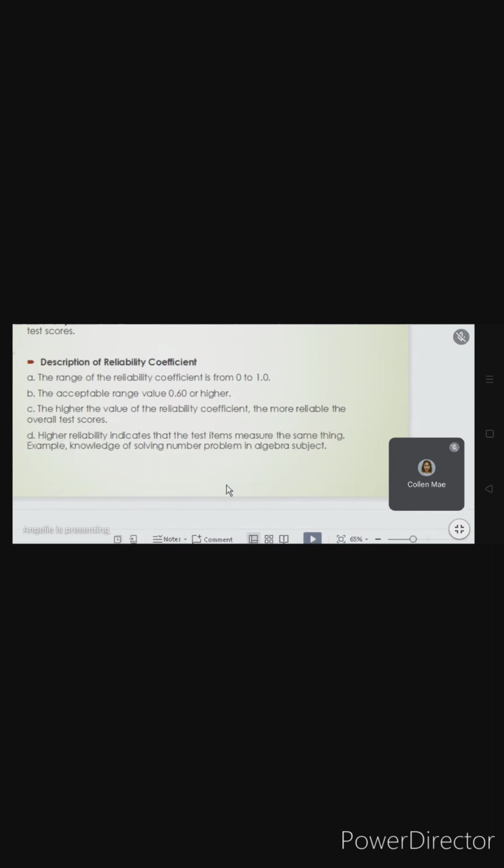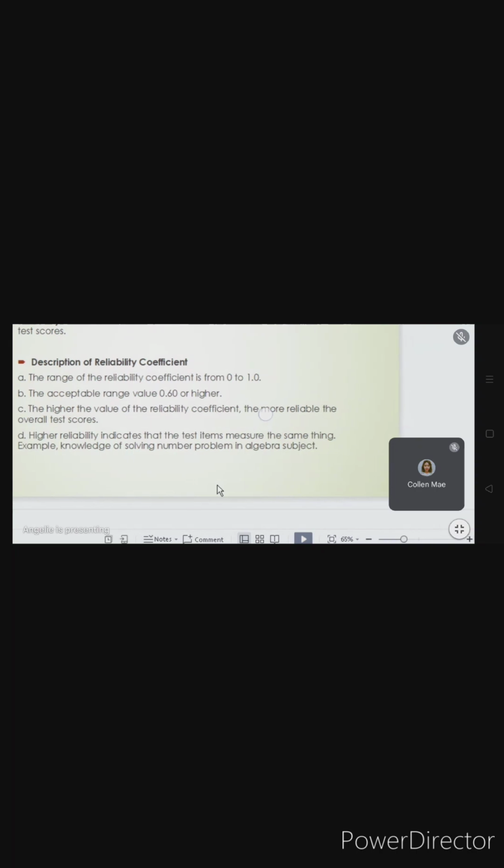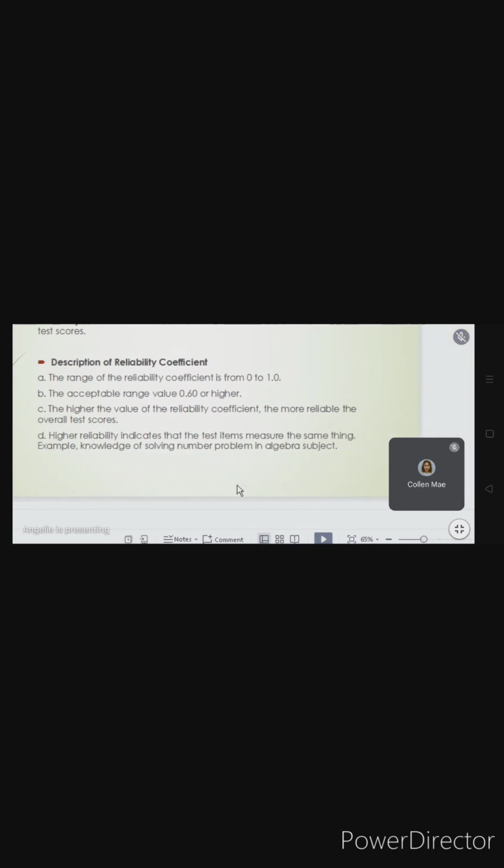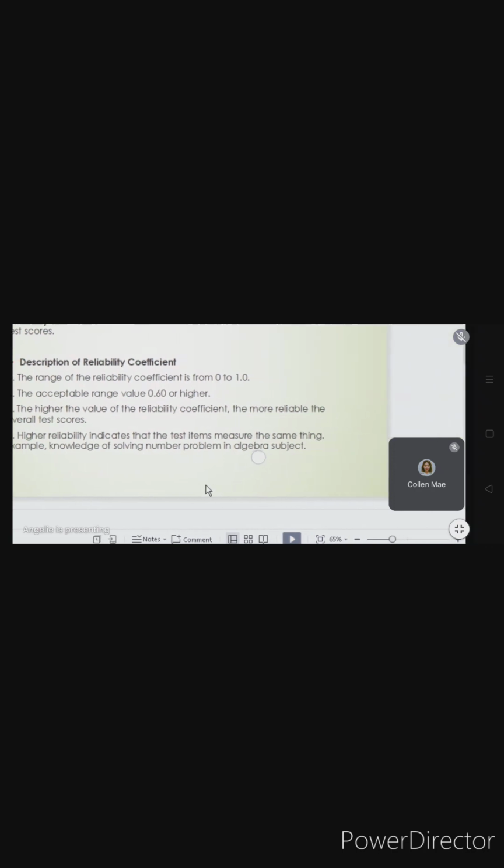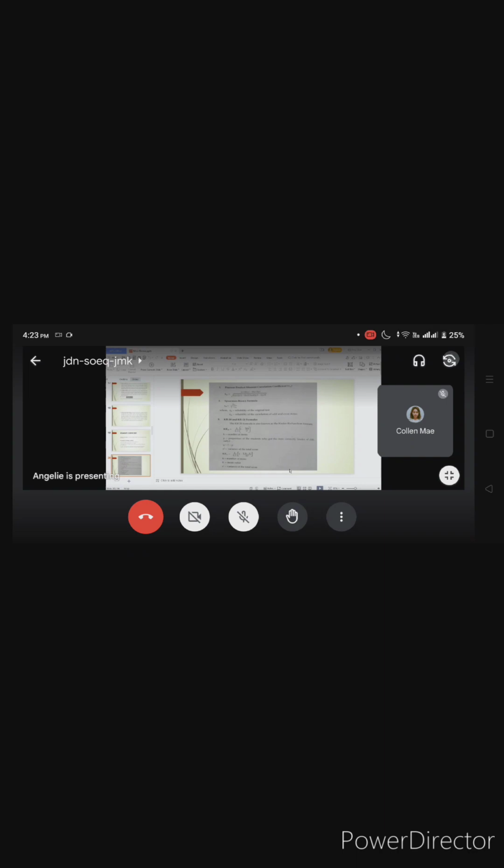The higher the value of the reliability coefficient, the more reliable the overall test scores. So higher reliability indicates that the test items measure the same thing. Example, knowledge of solving number problems in algebra subjects.